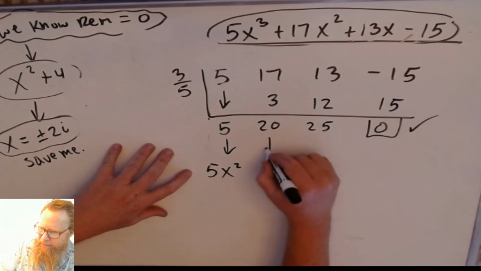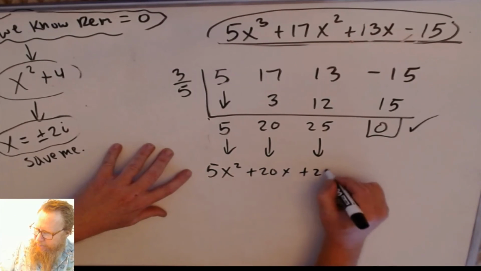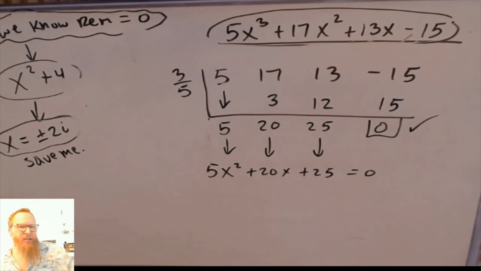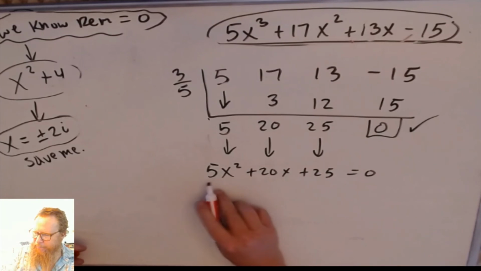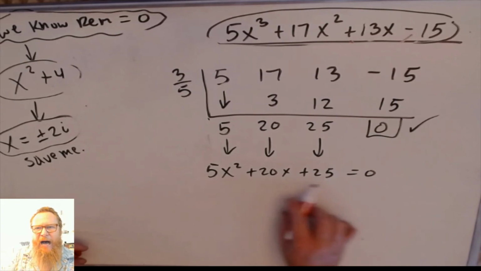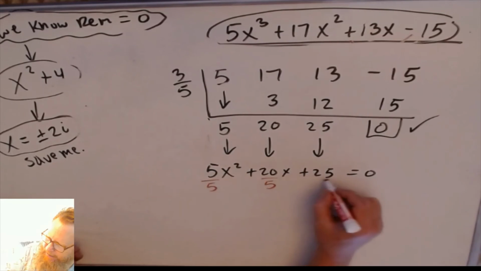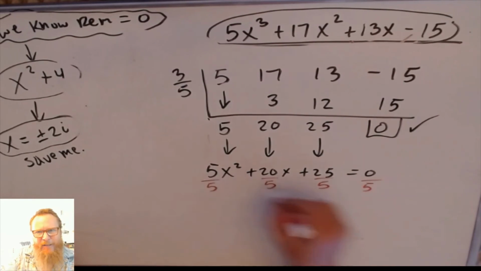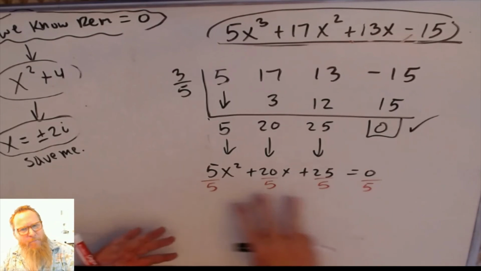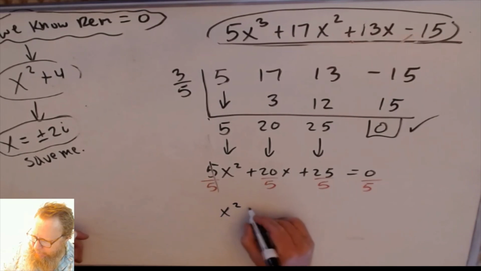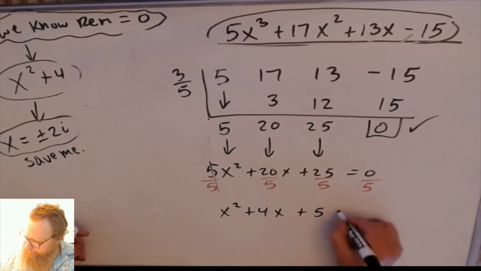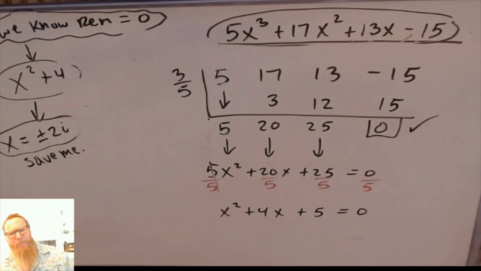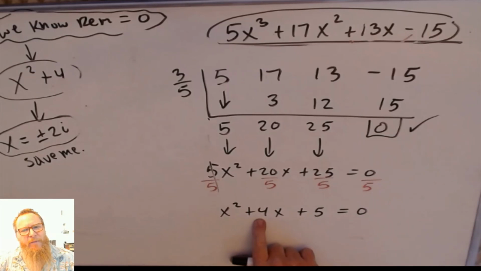5x squared plus 20x plus 25 equals 0. And I can solve it by any method that I like. I can use quadratic formula. I can use completing the square, whatever you like. You might notice that these are all divisible by 5. So we could divide everybody by 5. It's another factoring technique. It means the same thing as factoring out a 5. And I feel like we've seen this type of problem before. Let's use completing the square.